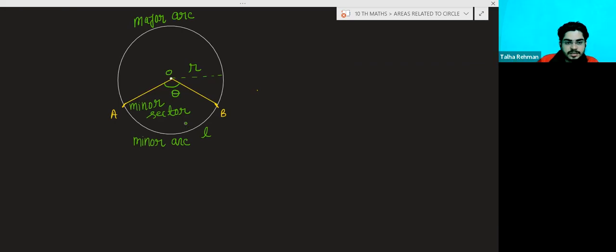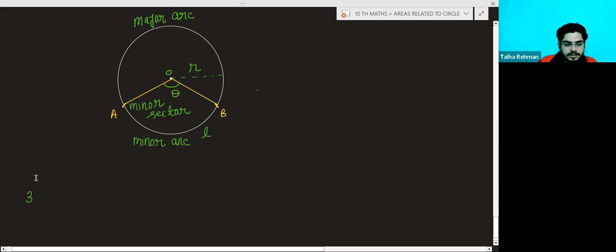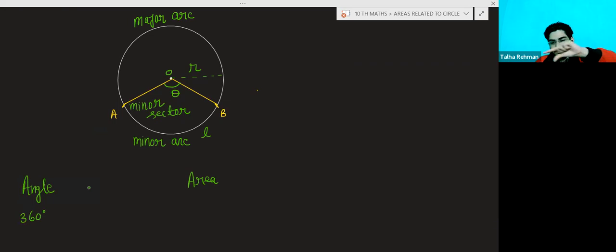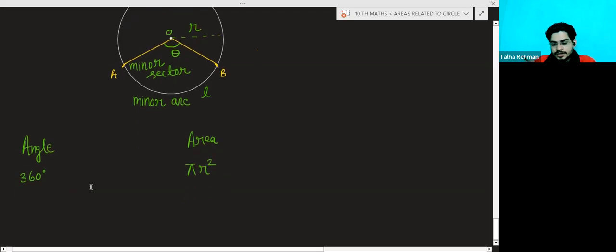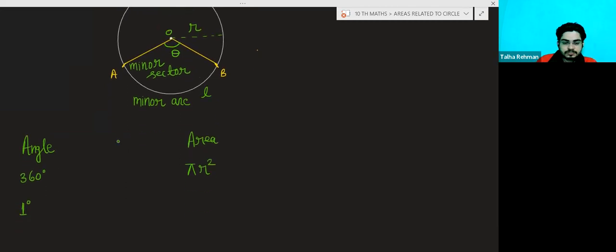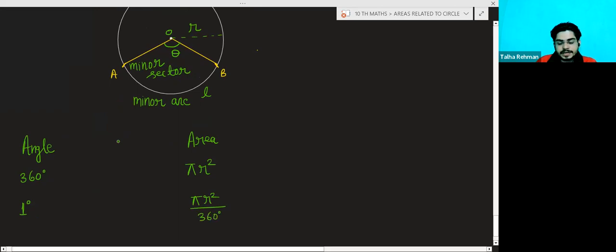So I can say that if this theta is 360 degrees, you can write here angle and here area. If the angle theta is 360, then for that 360 angle there will be a complete circle, and for that complete circle, the area will be pi r square. Now, for 1 degree of the sector, the area will be pi r square divided by 360.